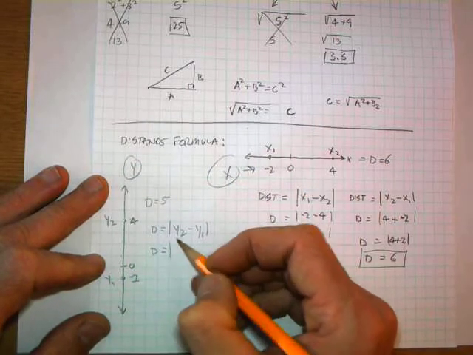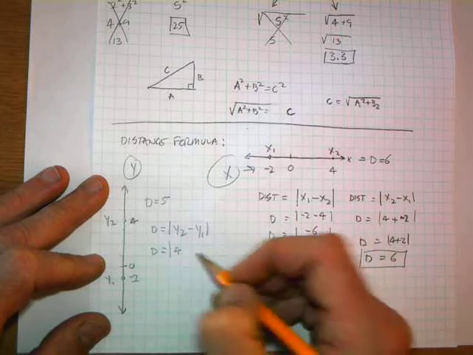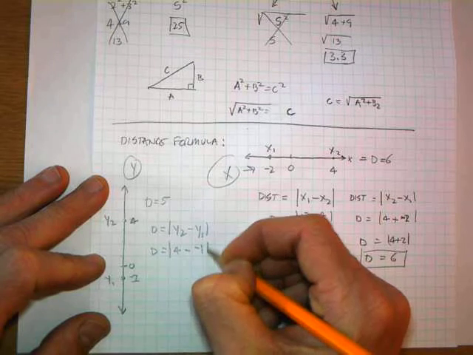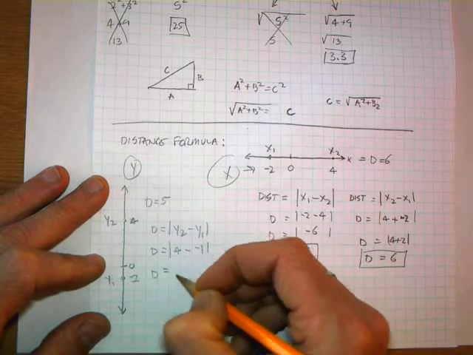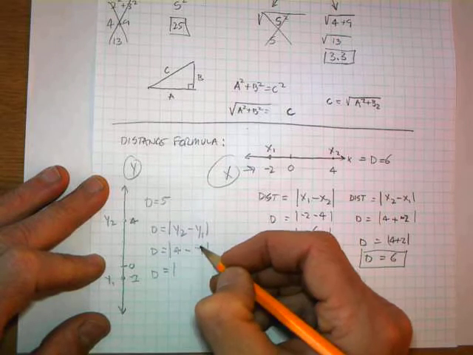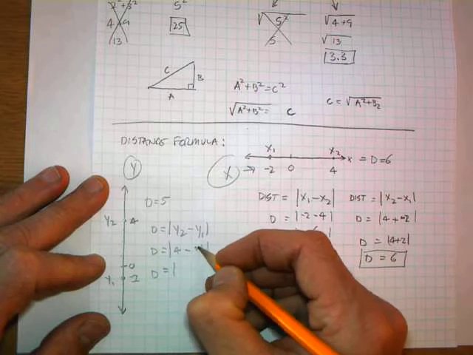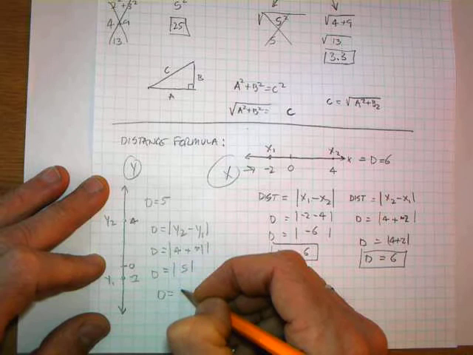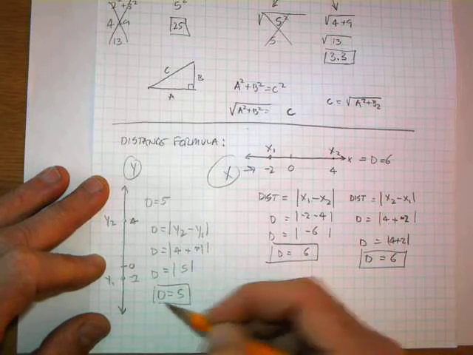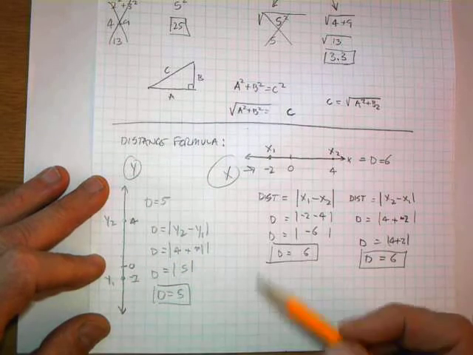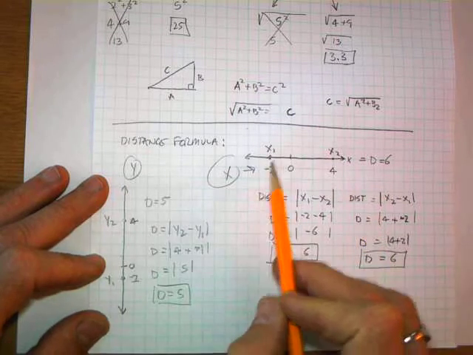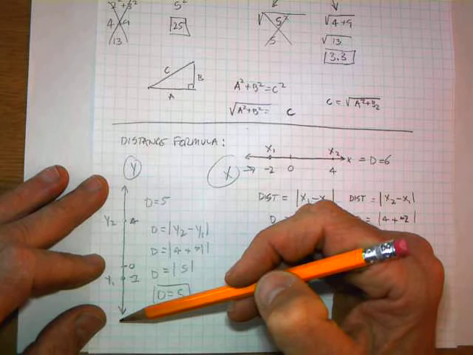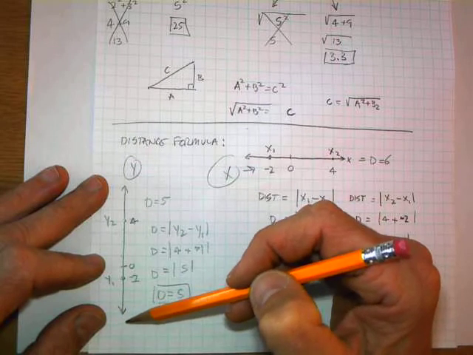So here we go. y2 is 4. y1 is -1, so it's minus a -1. So the distance equals the absolute value of 4 minus a -1, which is the same as 4 plus 1. So the distance is 5. And sure enough, that works because that's exactly what we said earlier. So what we just did was we did the distance in the x direction and the distance in the y direction. So now where do we need to go from here?